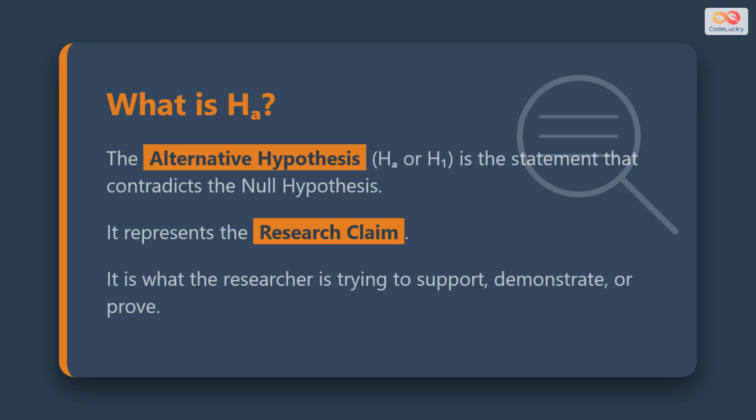By definition, the alternative hypothesis is the statement that contradicts the null. It is your research claim. Whether you are testing a new medicine, a marketing strategy, or a scientific theory, this hypothesis represents the change, difference, or effect you hope to demonstrate is true.